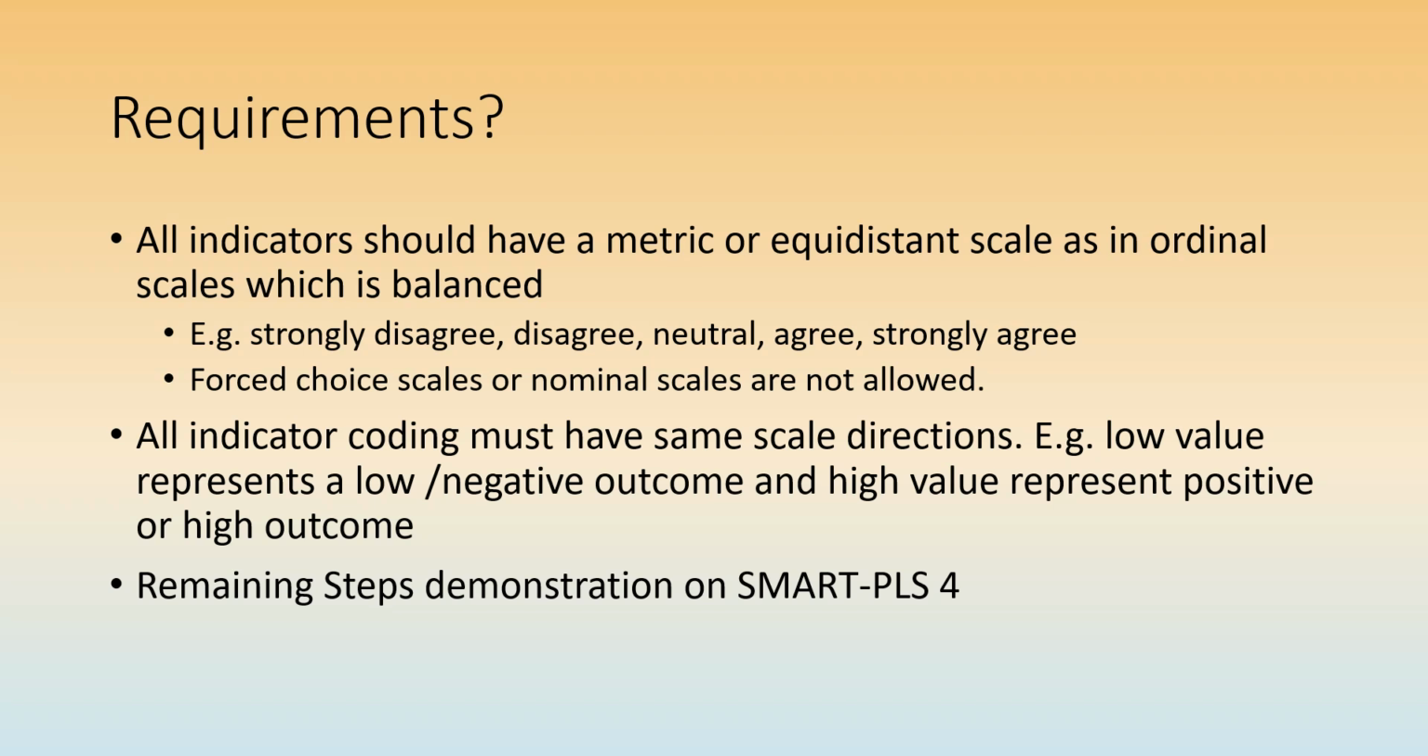The second criterion is that all indicator coding must have the same scale direction. That is, a low value represents a low outcome of that particular construct, and a high value represents a positive or high outcome. So we cannot have both negative and positive in a single scale. The remaining steps we are going to demonstrate in SMART PLS 4.